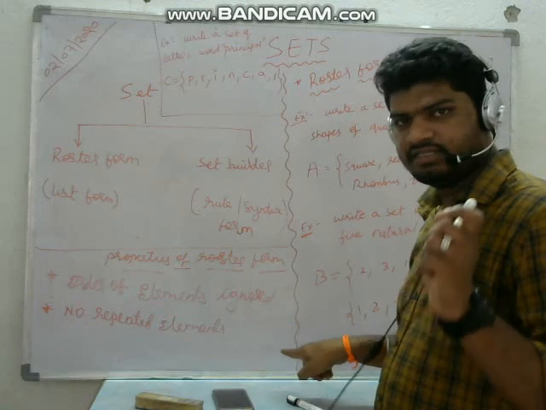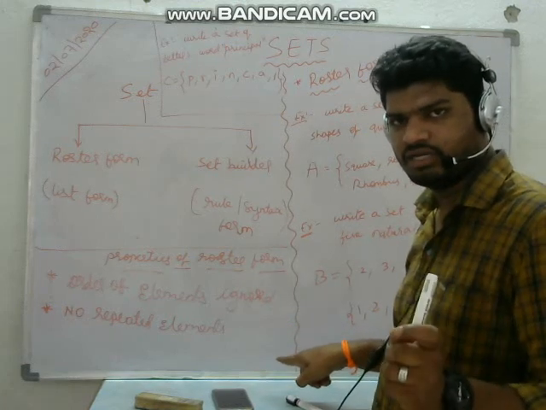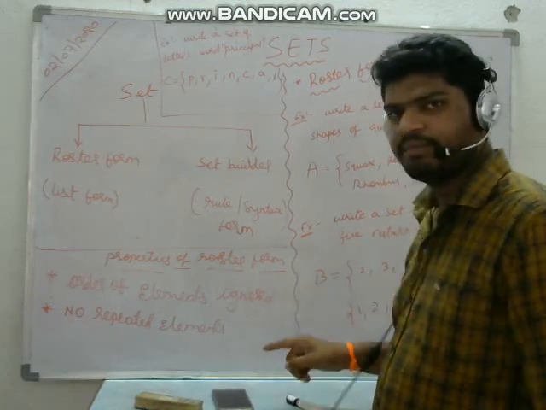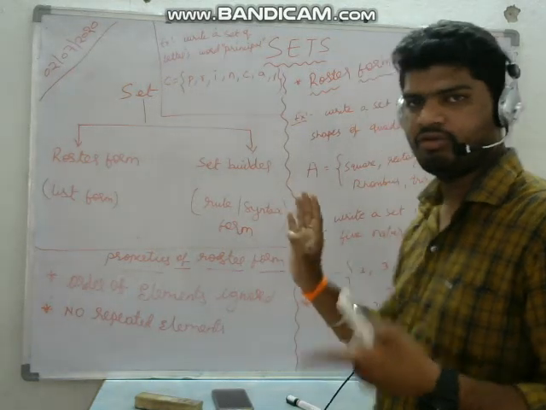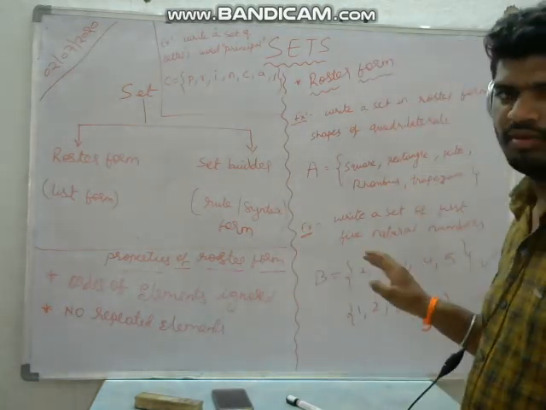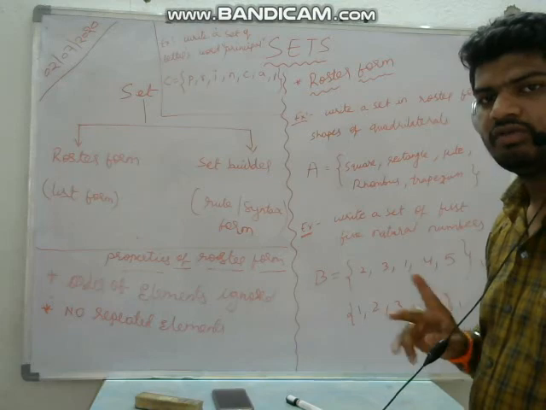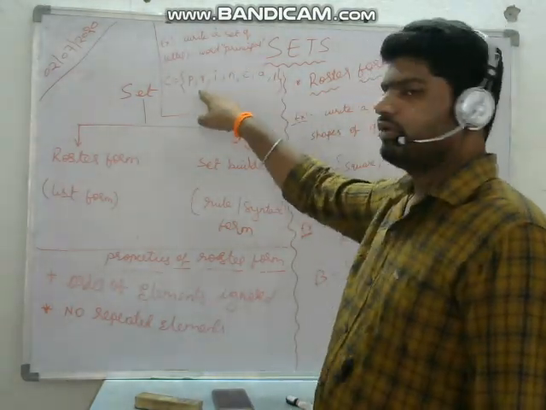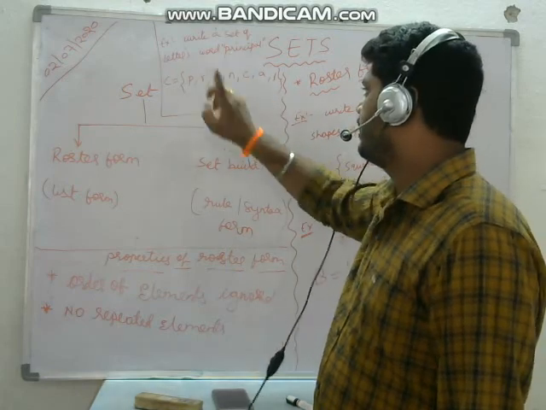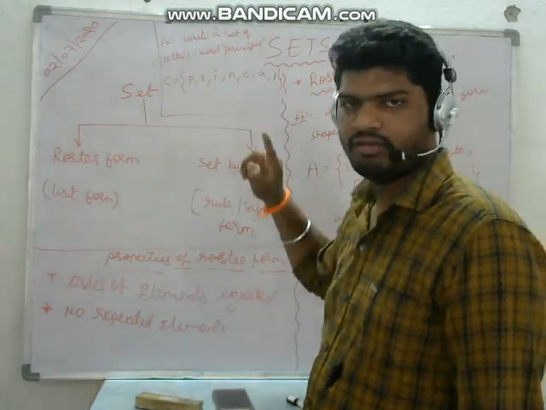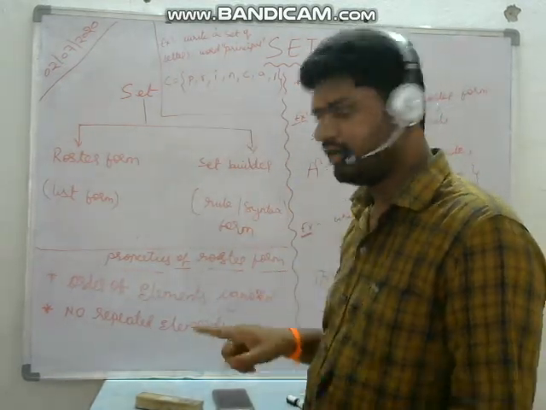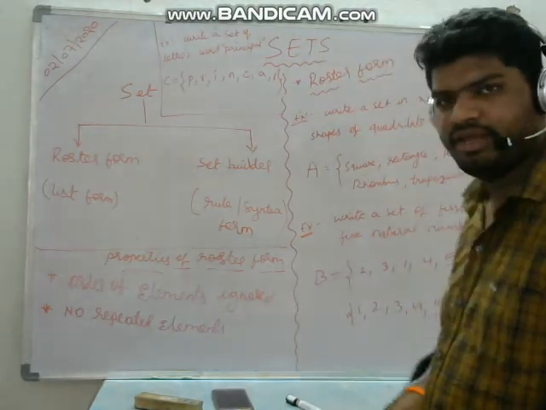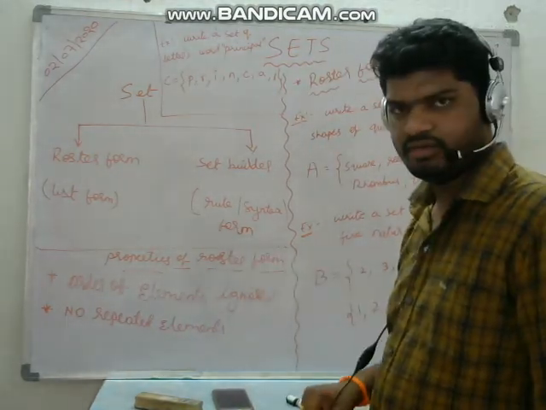If you write any set in the form of roster, we have to follow this. What is that? Order can be ignored. We can write in any order, no problem. And repetition of elements are not allowed. See, P is repeated 2 times. I have written only 1 time. R written only 1. I is repeated 2 times. I written only 1 time. Repetition of elements are not allowed, and order can be ignored in roster form. Are you clear?